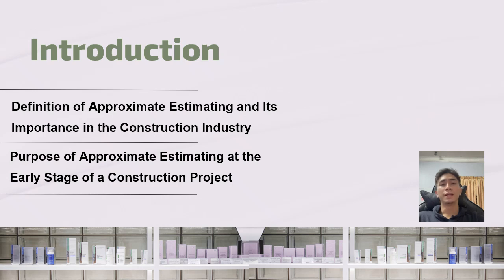The purpose of approximate estimating at the early stage of a construction project: the primary purpose is to provide an initial prediction of the total project cost based on limited design information. This helps clients and stakeholders assess the feasibility of the project before committing significant resources to detailed design and construction. It also plays a crucial role in guiding architects and engineers to design buildings that align with the client's budget.